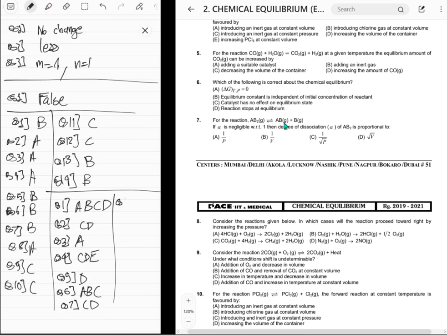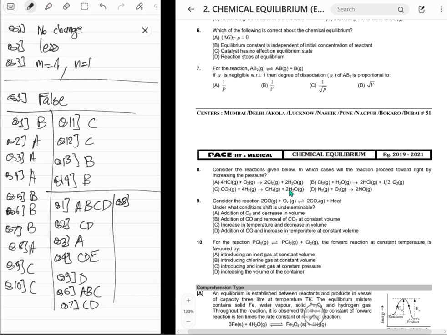Question number 8. Consider the reaction given below. In which cases will the reaction proceed towards right by increasing the pressure? So that must be a lower pressure thing. So 4 plus 1, 5, that becomes 4. That works. 1 plus 4, 5 becomes 3. That works. This doesn't work, because 2 becomes 2.5. No. 2 becomes 2. No. So A and C.